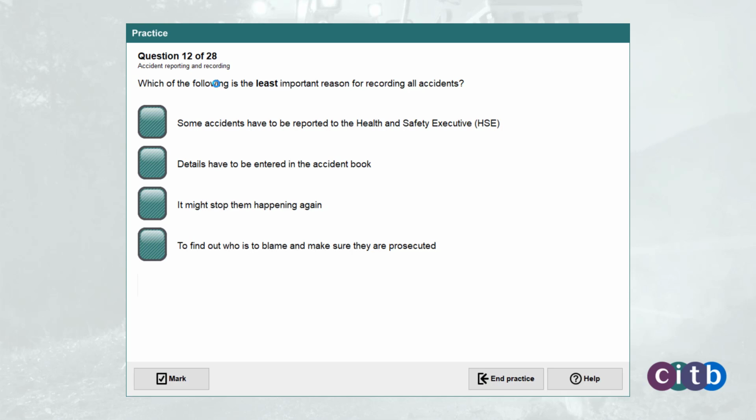Which of the following is the least important reason for recording all accidents? Some accidents have to be reported to the Health and Safety Executive, HSE. Details have to be entered in the accident book. It might stop them happening again. To find out who is to blame and make sure they are prosecuted.